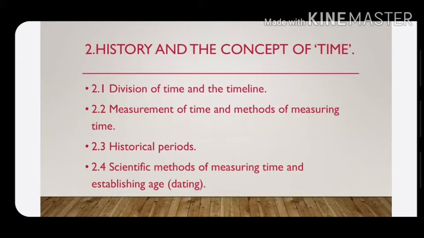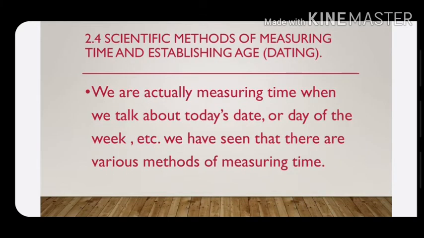In the last 3 videos we learned 2.1 Division of Time and the Timeline, 2.2 Measurement of Time and Methods of Measuring Time, 2.3 Historical Periods. In this video, we are going to learn 2.4 Scientific Method of Measuring Time and Establishing Age Dating.